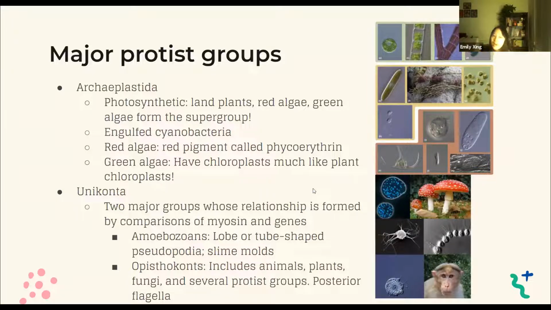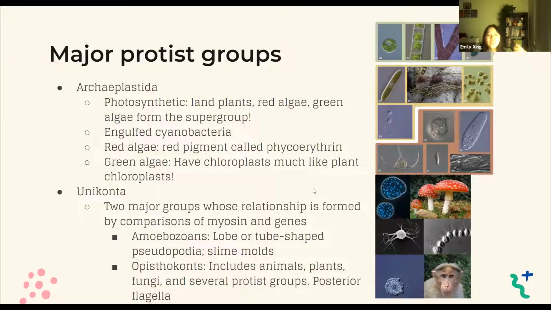The second group is opisthokonts. This is kind of like Archaeplastida in that it's not limited to protists. It includes protists, but it's actually a clade, a group of organisms based on shared characteristics, and it includes animals, plants, fungi, and several protist groups. Their shared characteristic is, you know how you see those diagrams of sperm with a little tail on the end.